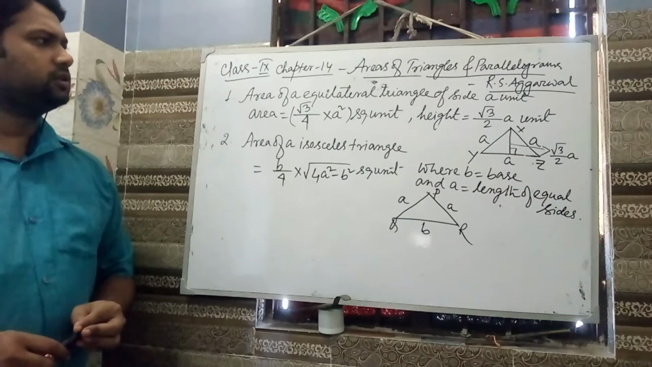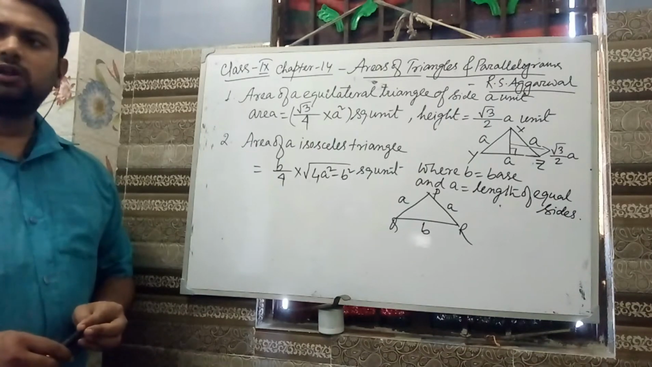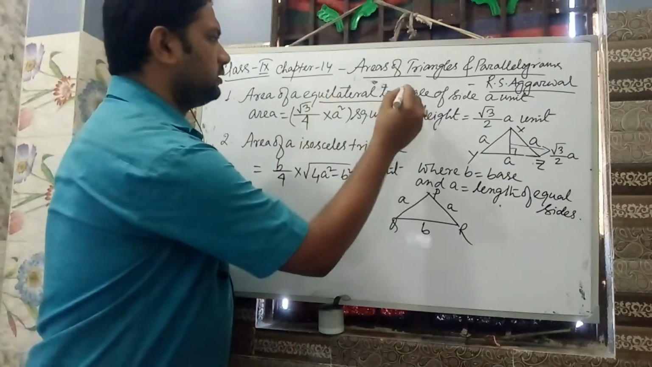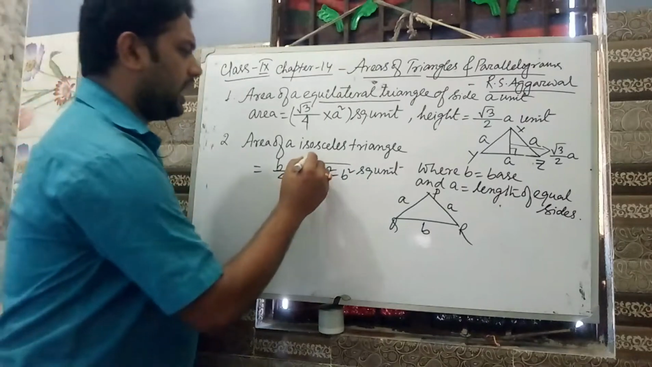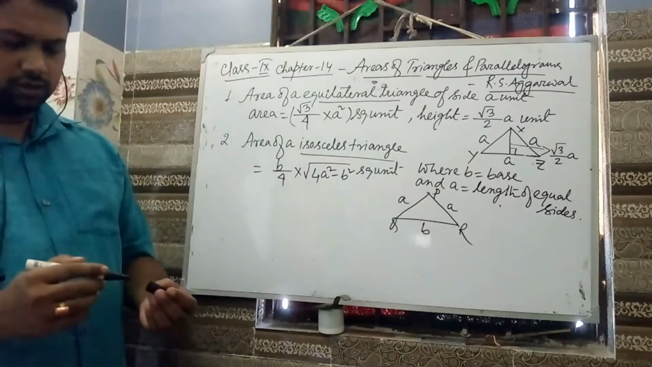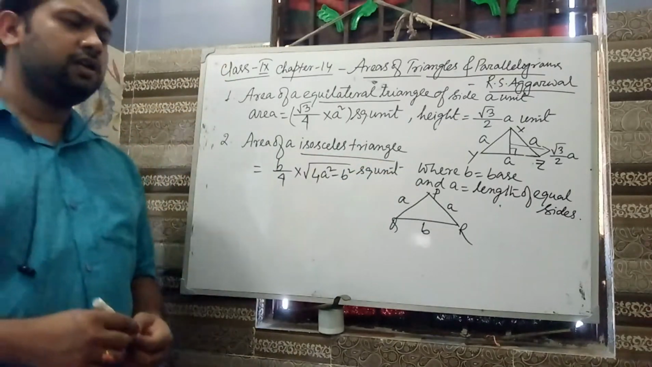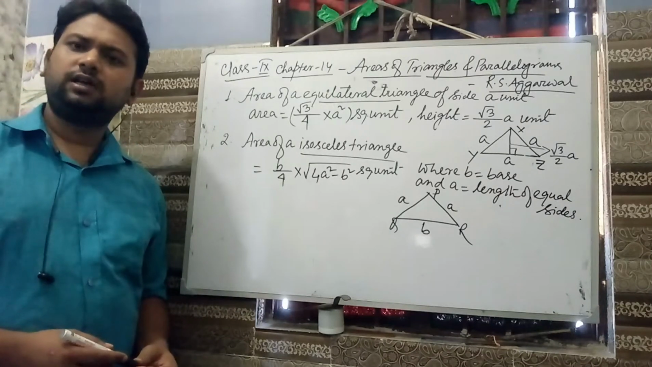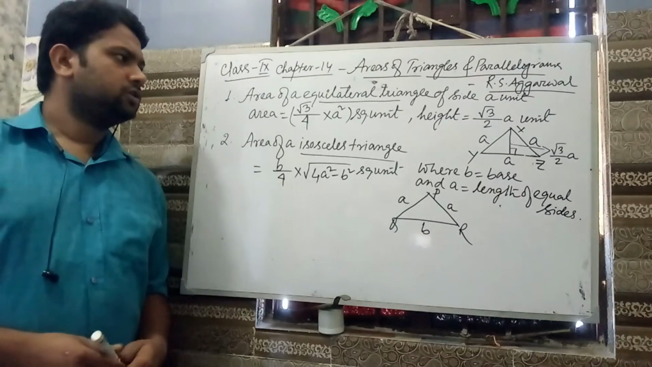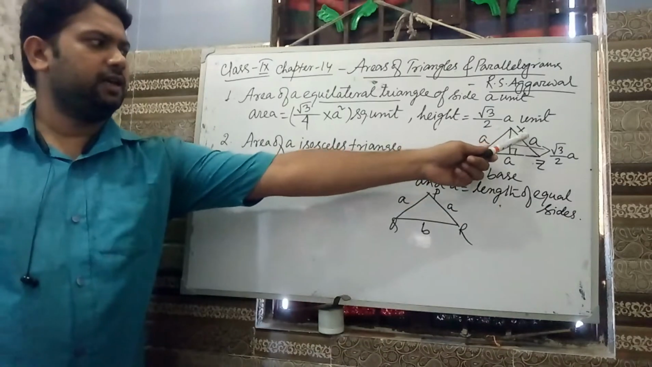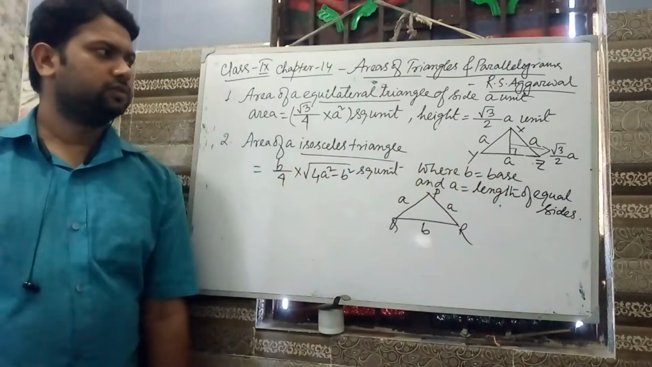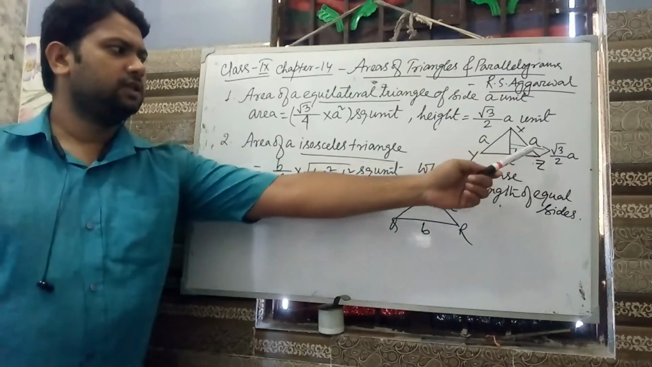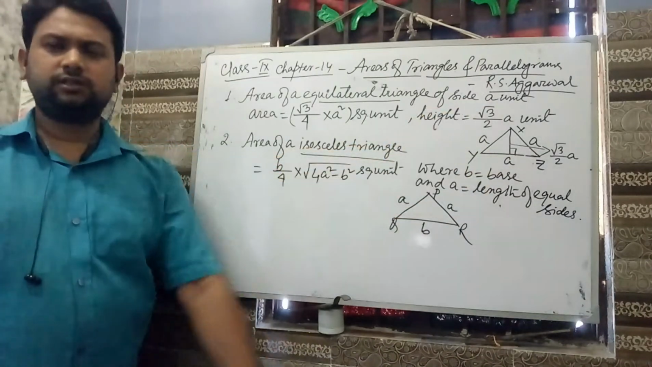We are left with two more formulas. One is for equilateral triangle, another is for isosceles triangle. What is an equilateral triangle? A triangle whose measurement of all the sides are equal. So we have considered a triangle XYZ, the length of whose each sides are A units.